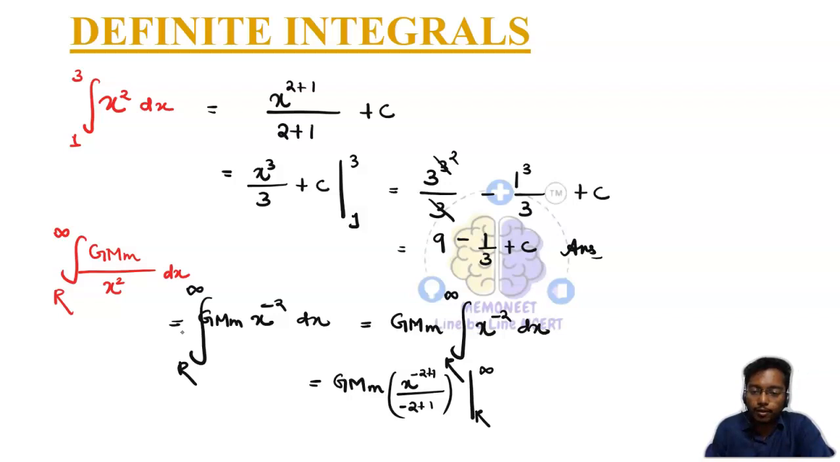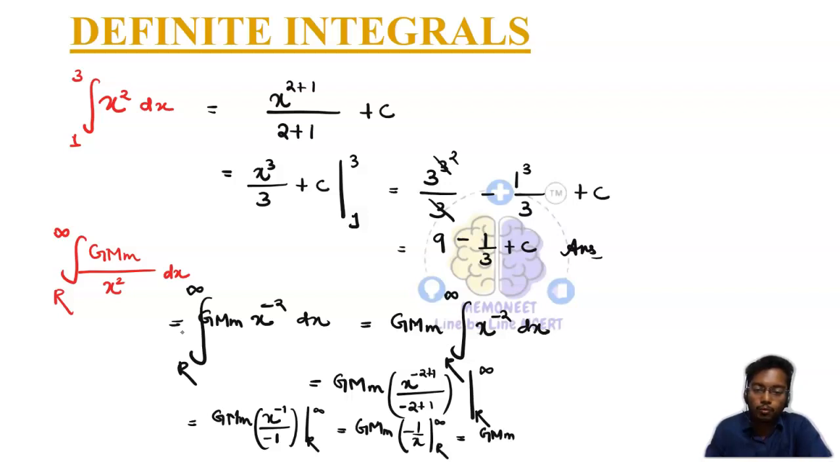So we have GM times x to the power minus 1 upon minus 1 from R to infinity. It means GM times minus of 1 by x from R to infinity. When we put the upper and lower values, we get 1 upon R minus 1 upon infinity, as the minus sign is given, so the lower value becomes positive. 1 upon infinity is 0. So our value will be GM upon R. So this answer will be GM upon R.